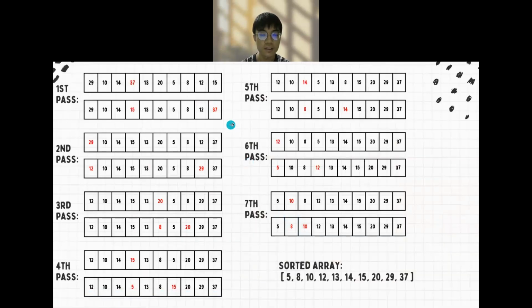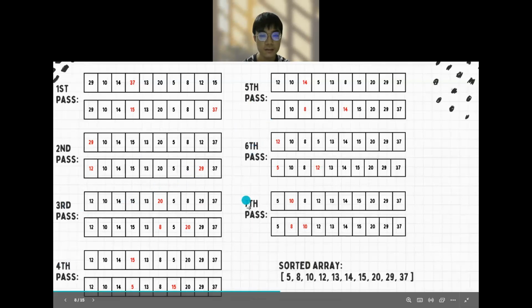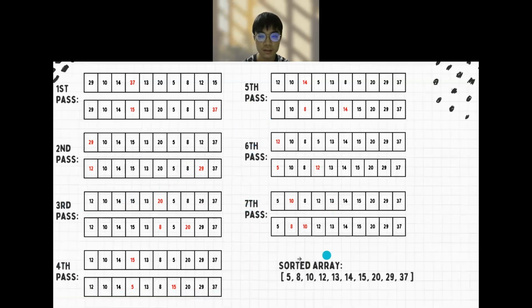Since we need to sort our array in ascending order, we choose the largest element in the array, which is 37. Then it is swapped with the last element in the array, 15. Then in the second pass, we choose the second largest element in the unsorted array, which is 29. Then we swap 29 with the second last element in the array, which is 12. The same process is carried out for the third pass, fourth pass, fifth pass, sixth pass, and seventh pass until the array is sorted. So this is the sorted array.